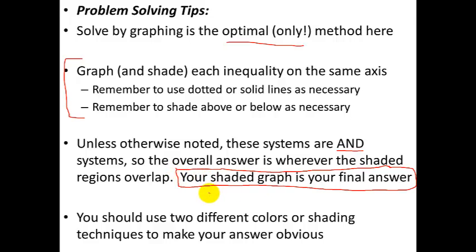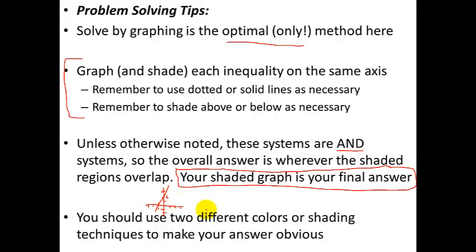Just make a nice clear graph, and that means your graph needs to be drawn nicely. Your axis needs to have little tick marks on it so I can see what's going on. You should label the x and y intercepts. Like if you cross at a certain point like that, you want to label that 2. Label that 1, so it's nice and clear what's going on, and then of course shade one side or the other.